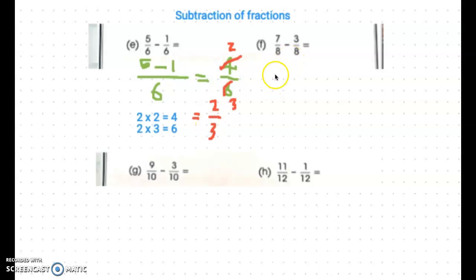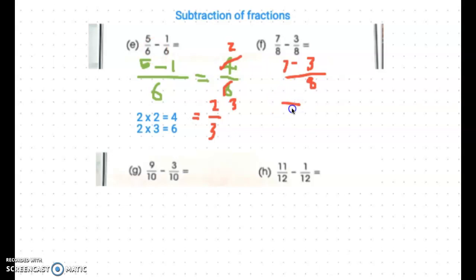Now my next one will start. I'll bring 8 here because they have the same denominator, and I'll bring the top parts over the denominator. I brought the two denominators on the same line. And 7 minus 3 is how much? 5? No. It's 4, right? Right. Okay, no problem.